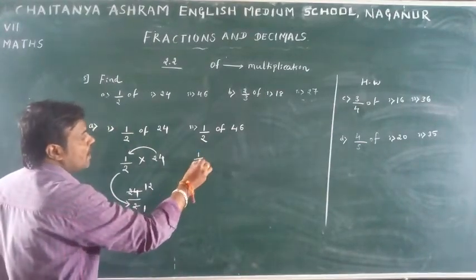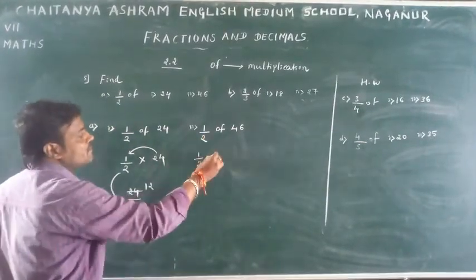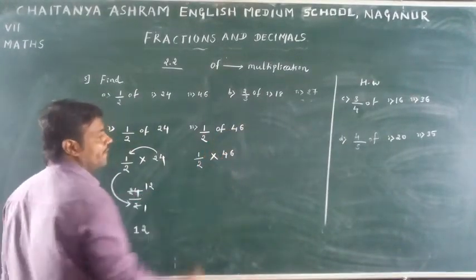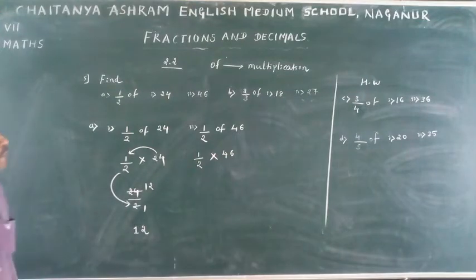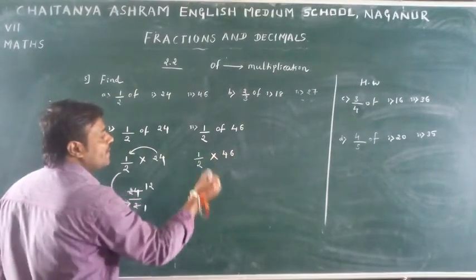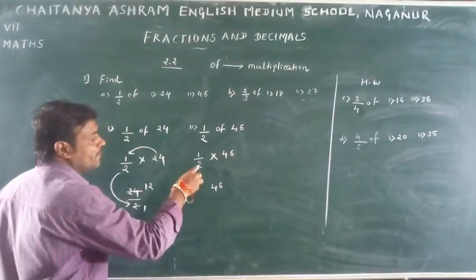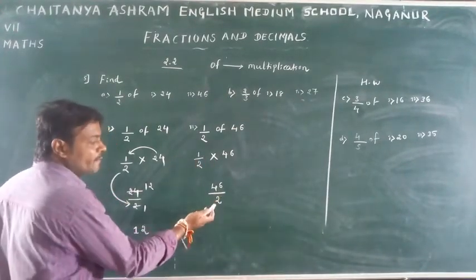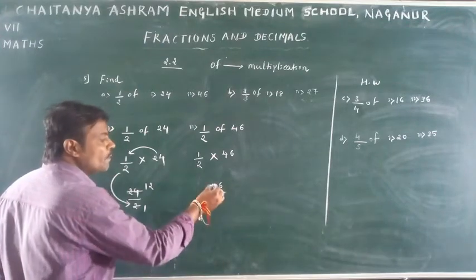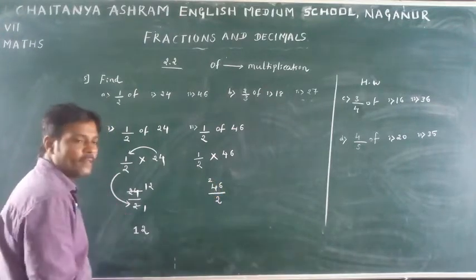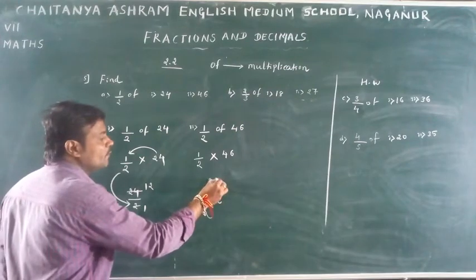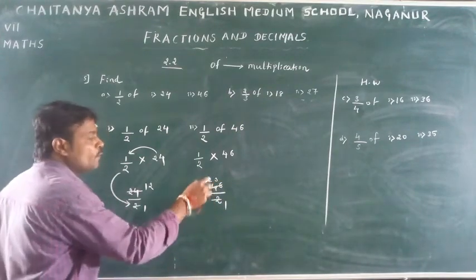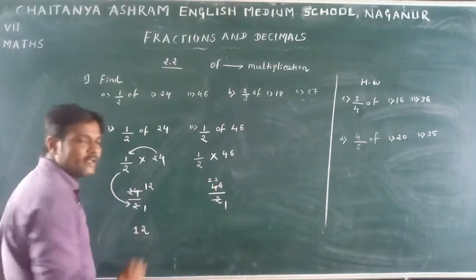Half of represents multiplication. So 46 as it is. Clear? Then 46 into 1 is 46, keeping the denominator 2 as it is. So divide 46 by 2. 2 twos are 4, 2 threes are 6, so 2 twenty-threes are 46.